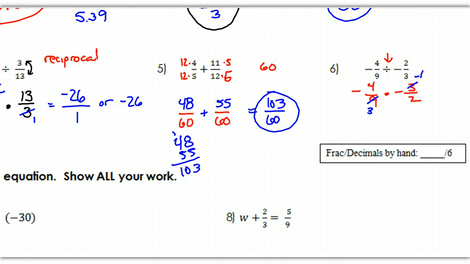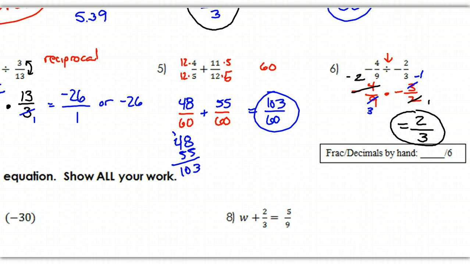And then we can cancel out the 4 and the 2, with the negative 4 and the 2. Negative 4 divided by 2 is negative 2, and 2 divided by 2 is 1. So now when we multiply negative 2 times negative 1 on top, once again that was positive. And then 3 times 1 is 3. So this one ends up being 2/3.